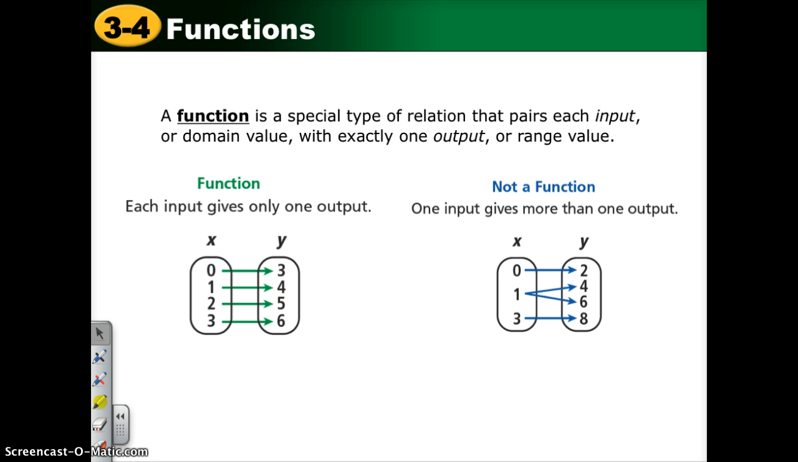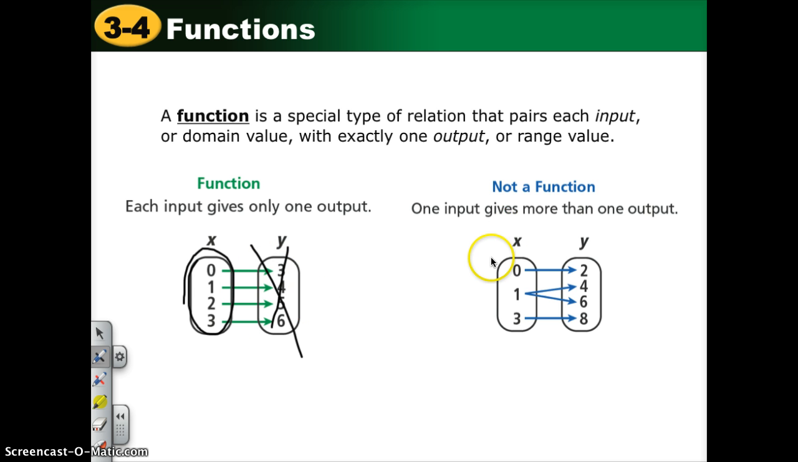A function, which is our key word today, is a special type of relation that pairs each input or domain value, x values, with exactly one output or range value or y value. There's two diagrams below. One shows a function, one shows not a function. On the left, you can see what a function looks like. What's important is that the x values are all different. So 0 is pairing with 3, 1 is pairing with 4, 2 is pairing with 5, 3 is pairing with 6. What I want to emphasize is that the y values really don't matter, as long as all of the x values are different and they're pairing with any sort of number.